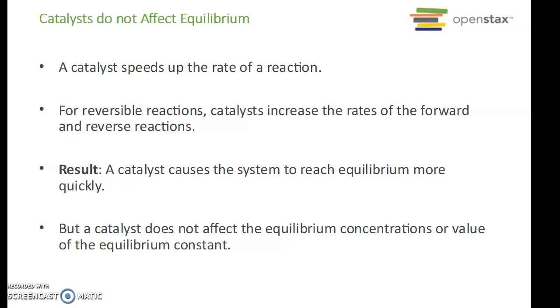Now, you can add a catalyst and it will speed up the rate of reaction, but it only causes the equilibrium to be reached more quickly. So it increases the forward reaction and the reverse reactions, right? But a catalyst does not affect where that equilibrium concentration is, or the value of the equilibrium constant.